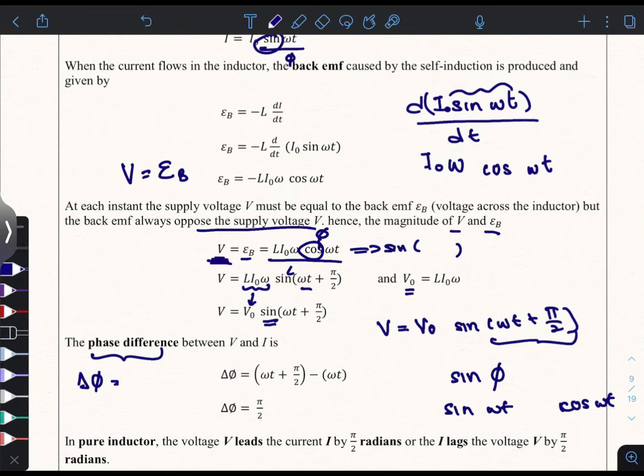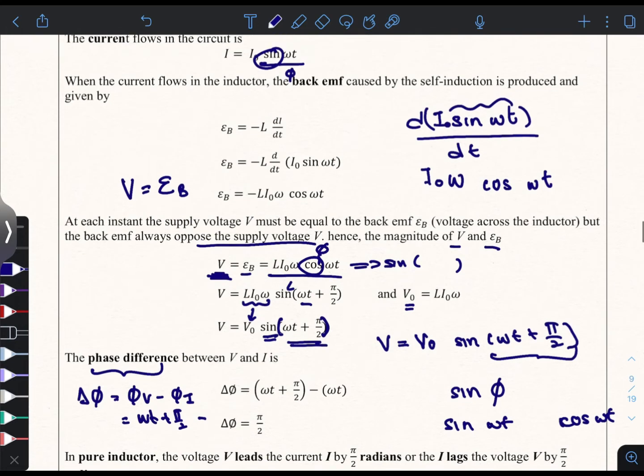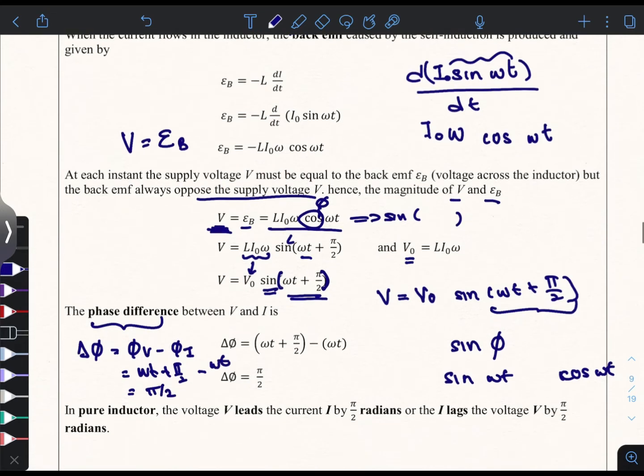So kita ambil phi V tolak dengan phi I, iaitu phase angle of V tolak dengan phase angle of I. Phase angle of V adalah ini, this whole thing, omega t plus pi over 2. Okay, lepas tu tolak dengan omega t yang ini pula. So kita dapat pi over 2 here. So your phase difference here is pi over 2. Sebab V yang tolak I, dan kita dapat positif, so V akan lead I by pi over 2.